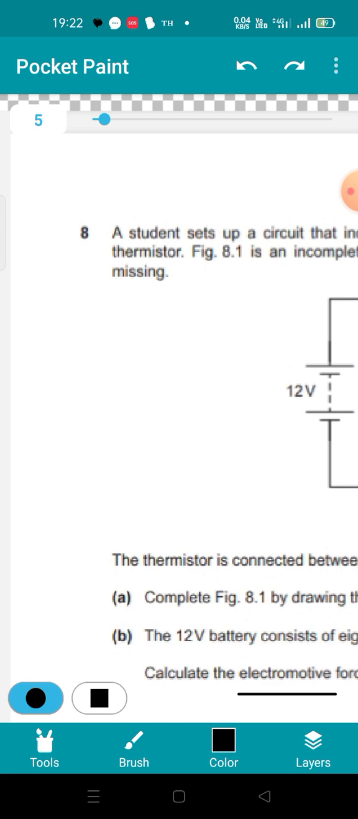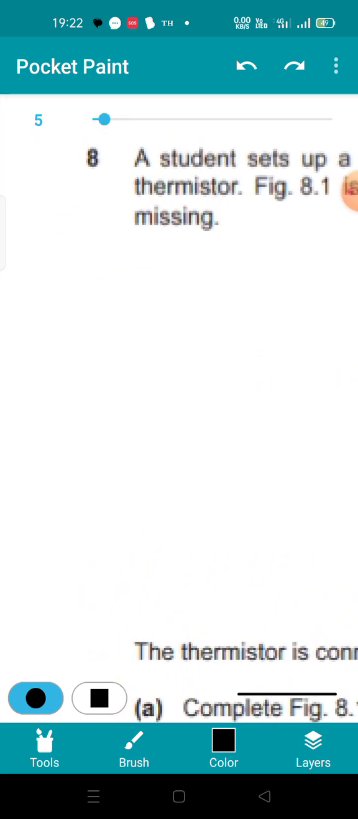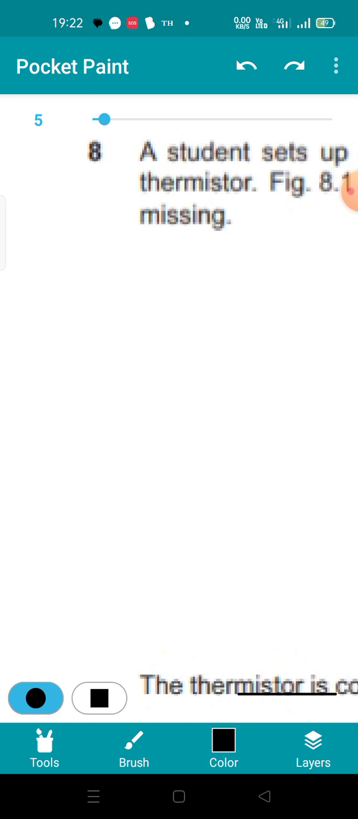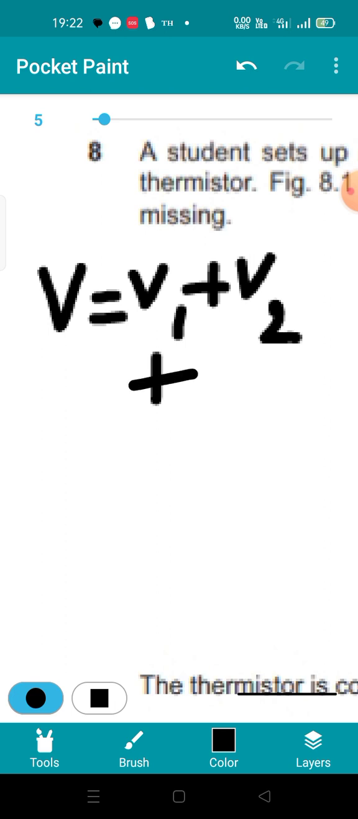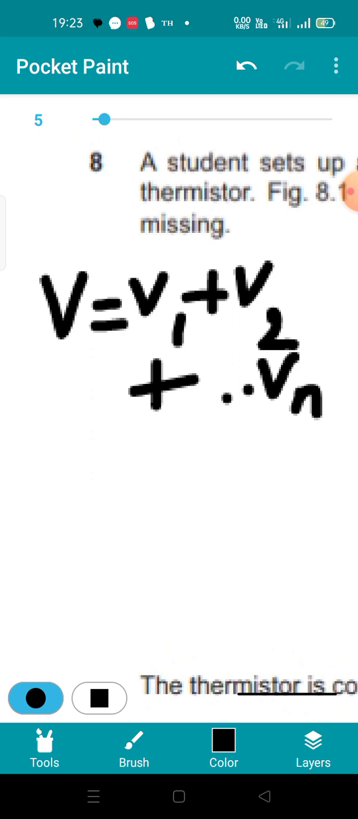So now let's see how to calculate EMF of each cell. Whenever we connect two or more cells in series, we can use this formula. V is equal to V1 plus V2, and so on up to Vn. This formula is valid when n number of cells are connected in series. So what does V represent here? V represents the EMF of the battery, whereas V1, V2 up to Vn represent the EMFs of the cells connected in series. Here, because the cells are identical, we can say V1, V2 and so on are all equal to one another. And what is the value of V? As I said, V is the potential difference of the battery or the EMF of the battery.